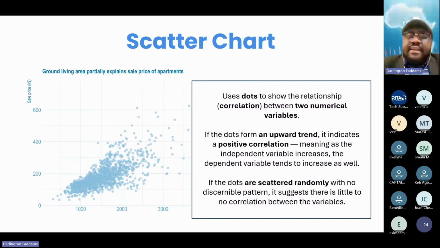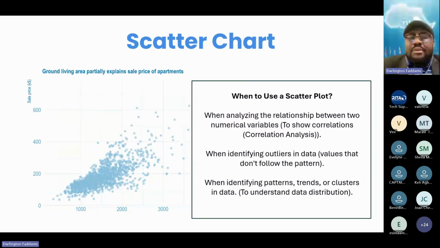Now, if the dots are scattered randomly with no discernible pattern, it suggests little to no correlation between the variables. And this is very, very good information. An analyst can say that there is no correlation, and the scatter chart can tell. When you use a scatter plot to analyze the relationship between two numerical variables, we call this correlation analysis.